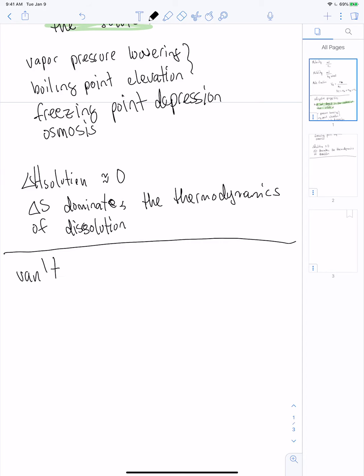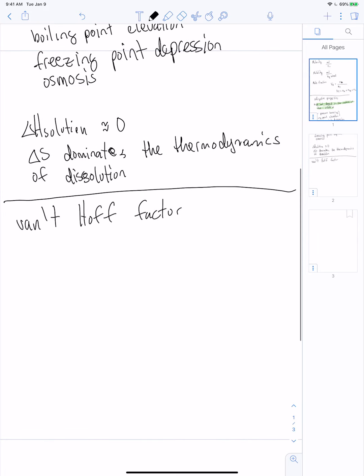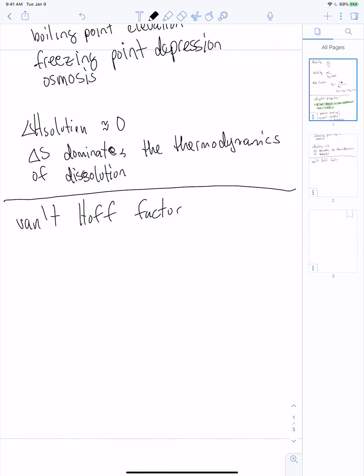So I don't know how this guy got his name on this factor. It's not particularly interesting. Maybe it was a long time ago when people weren't as smart. I have no idea. But the Van Hoff factor is this factor i, and it's going to look intimidating at first, but once I explain it, hopefully it's not. It's m effective divided by m stated.